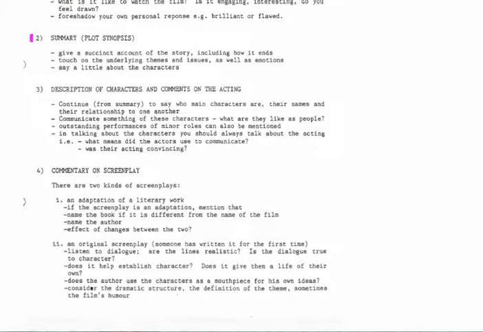Number 2. Usually this will follow straight after your introduction, but it doesn't necessarily, because it can be interchanged with number 3 here. I'm not going to get too upset. You could even match up the two.